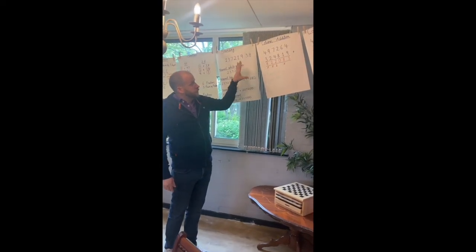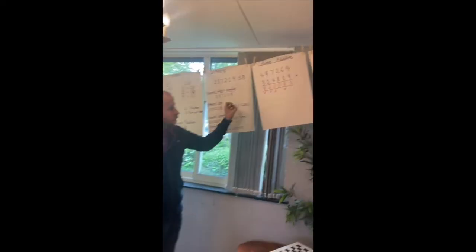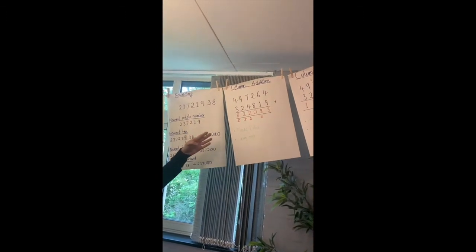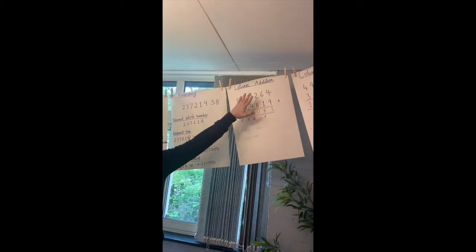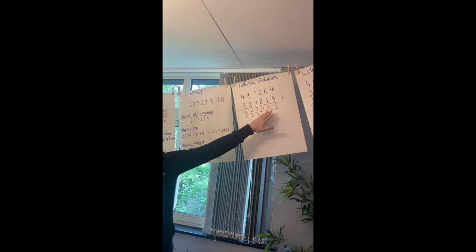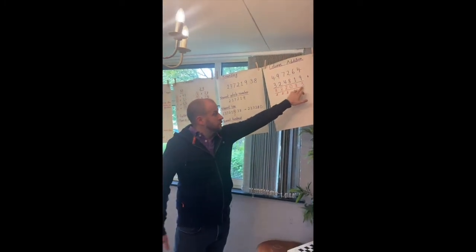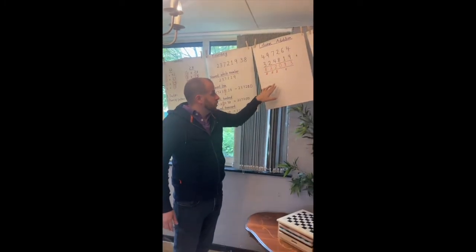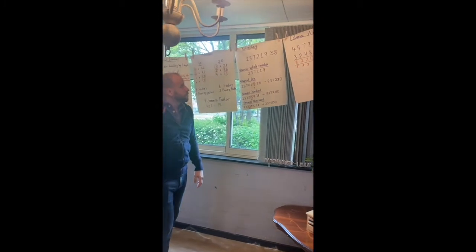Column addition, very similar. Layout wise, it's all about place value and our carryover. When we're carrying over, it's that knowledge that the biggest number that you can have within that column is a 9, so there will be a crossover if it goes above 9.